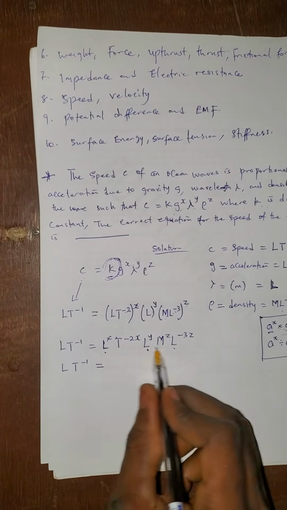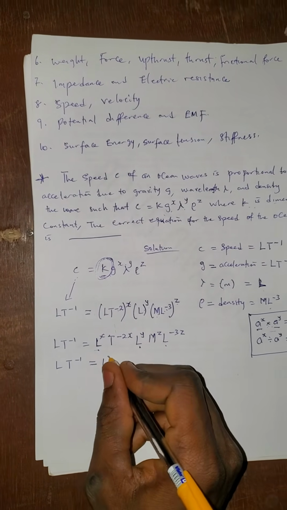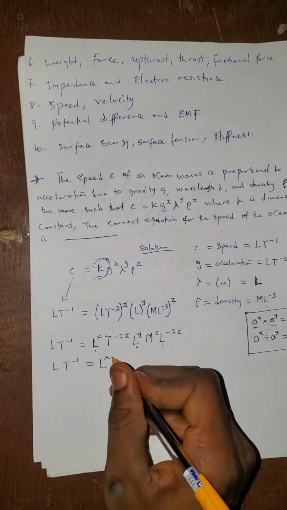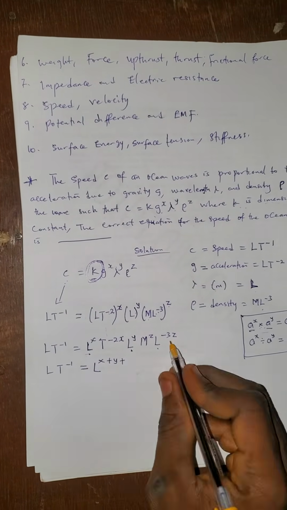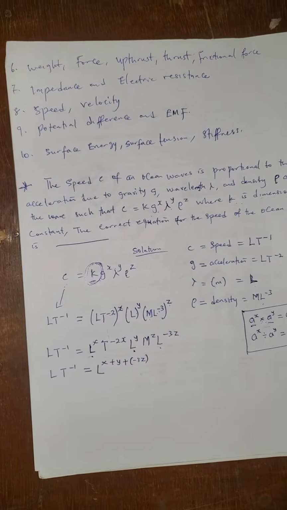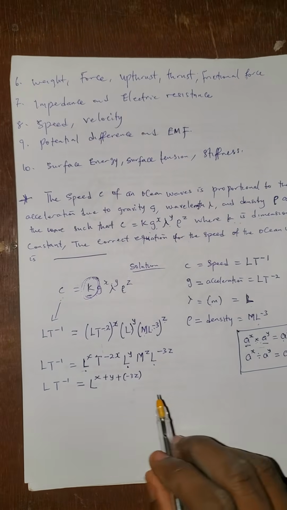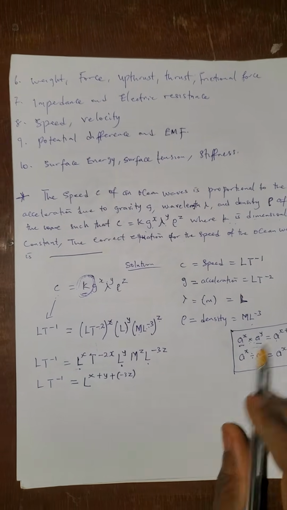So don't forget that the sign between all of them here is multiplication. So it now becomes L raised power x, then plus the other one, which is y, then plus the other one, which is minus 3z. That's it. Because you have multiplication sign in between, according to this law.